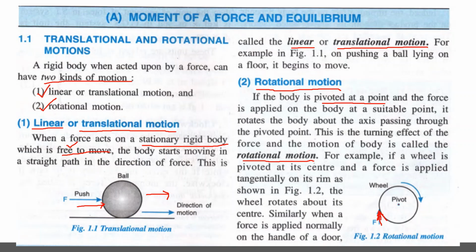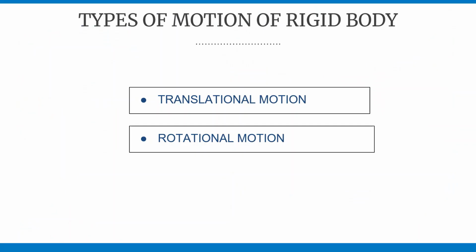So let's discuss the portions in detail. We can go on to the further slide. So what are the types of motion of rigid body on application of force? The first one, translational motion or linear motion. The second one, rotational motion.